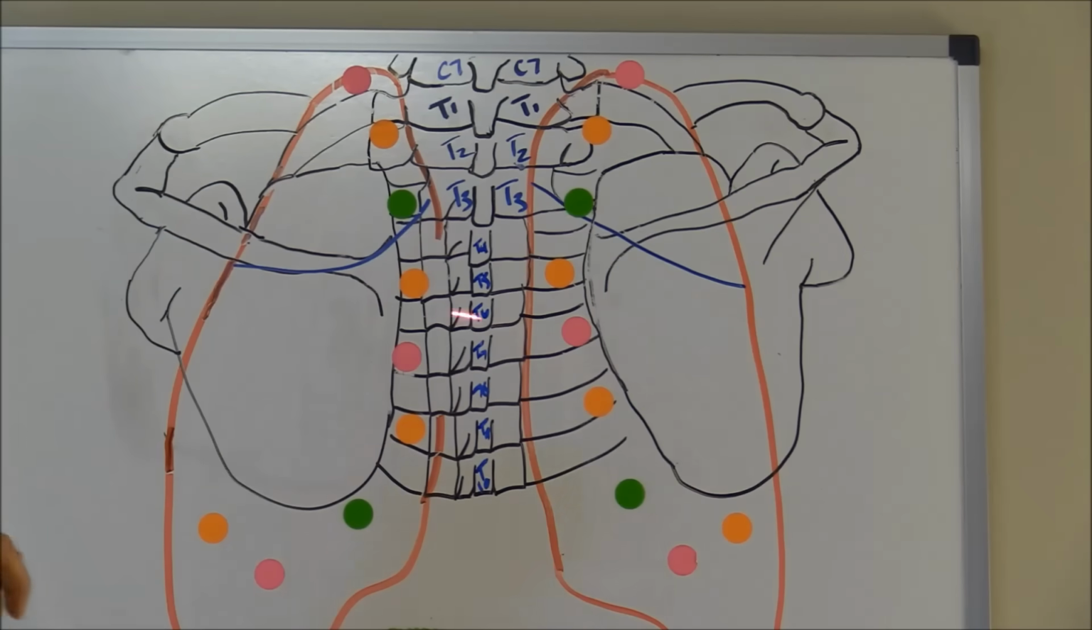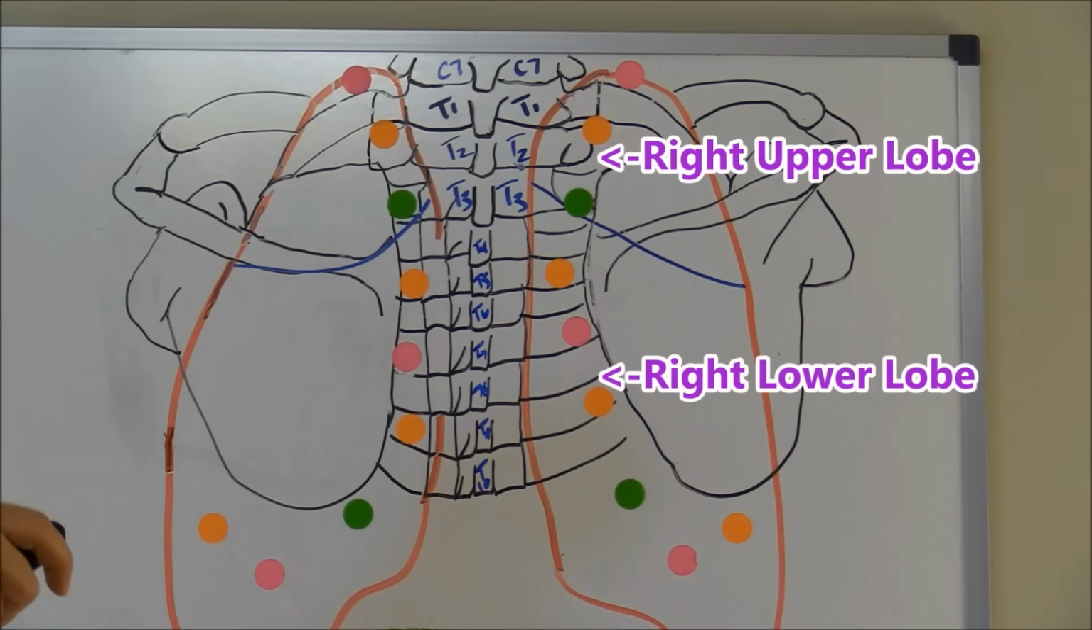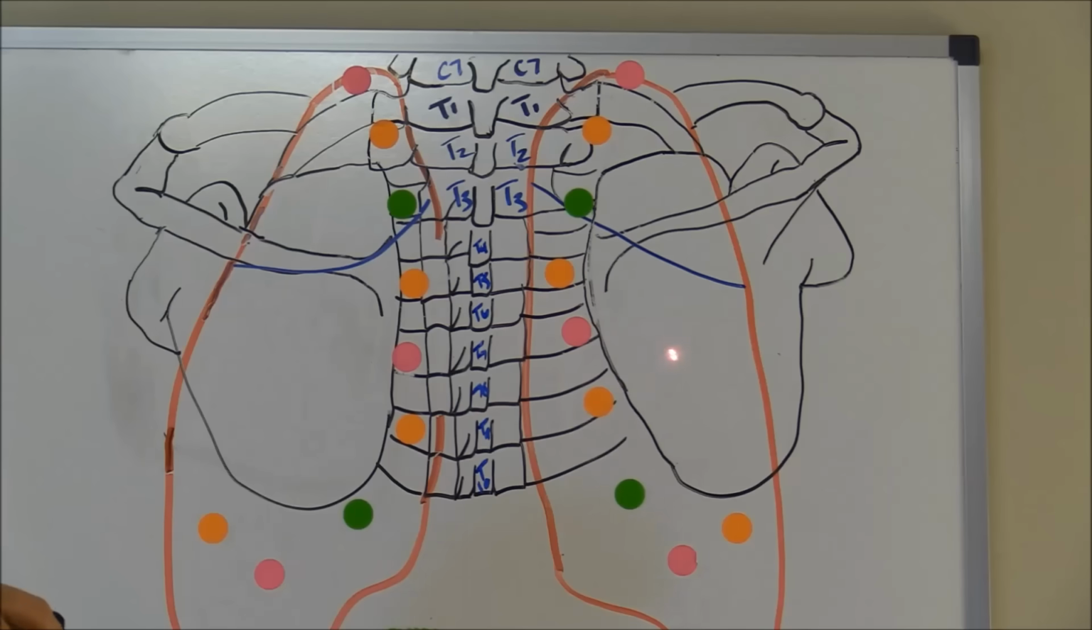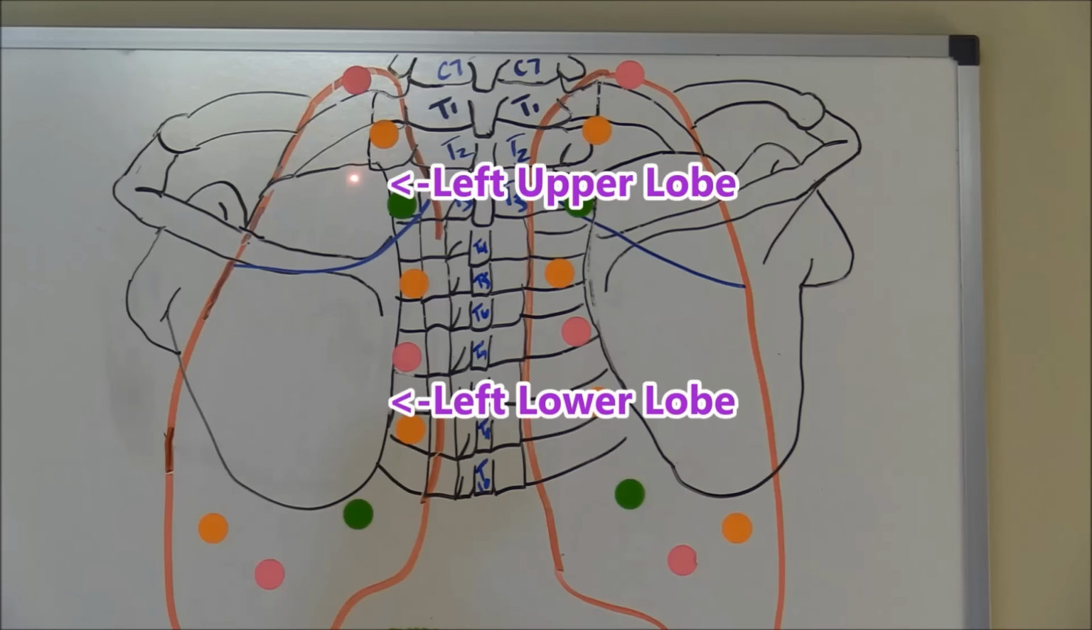And here, as you can see, you have mostly lower lobe that you're assessing, and it's separated by your fissures here. So you have your right upper lobe and you have your right lower lobe. Notice you can't really assess the middle lobe as you can with the anterior view. And then over here you have your left upper lobe and your left lower lobe.